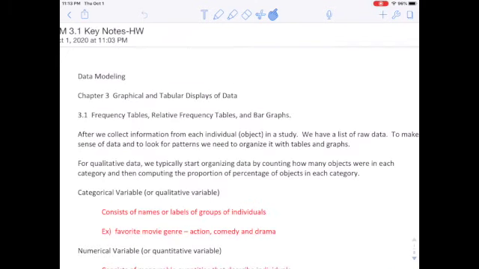Categorical variables, or qualitative variables, that's another word, consist of names or labels of groups or individuals. Please write that down. An example of that is favorite movie genre: action, comedy, drama, suspense, horror, all those kinds of things. That is a category.